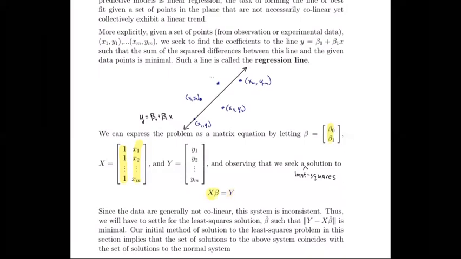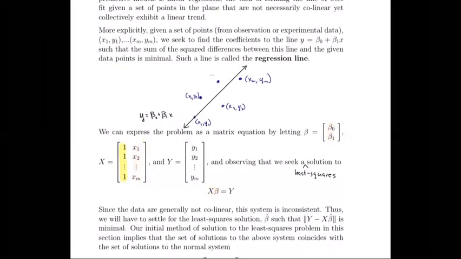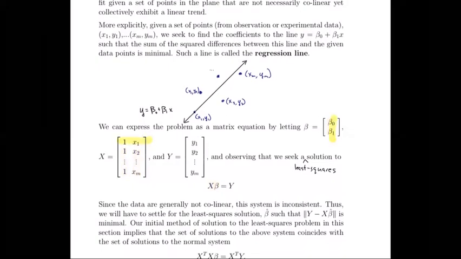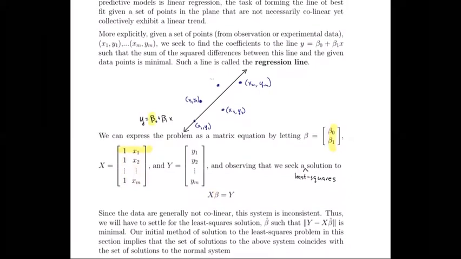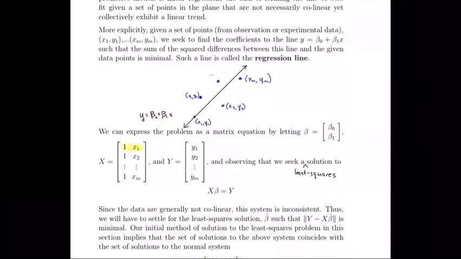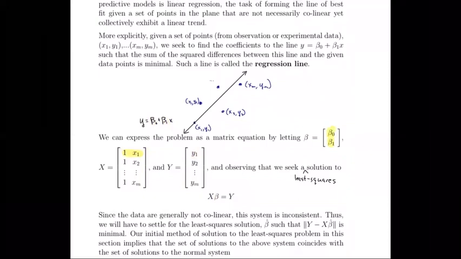Let me look at the first row. I take the first row of x times this vector, beta naught, beta 1, and what I get is 1 times beta naught, so beta naught, plus x1 times beta 1, and that's equal to y1. So what we're trying to do is find beta naught and beta 1 such that the error, the difference between this product, beta naught plus beta 1 x1, and y1, is minimized. And that's minimized for all of these.